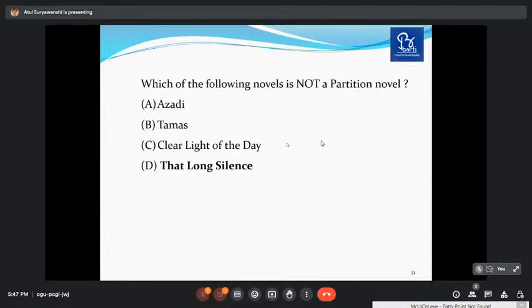Tamas, written by Bhisham Sahni, is also a partition novel. Clear Light of Day, written by Anita Desai, is also a partition novel. But That Long Silence is not a partition novel, remember.